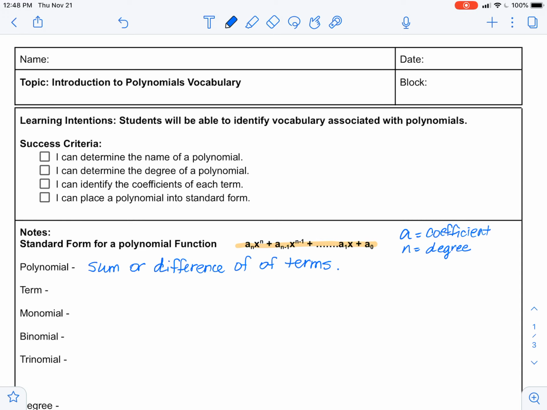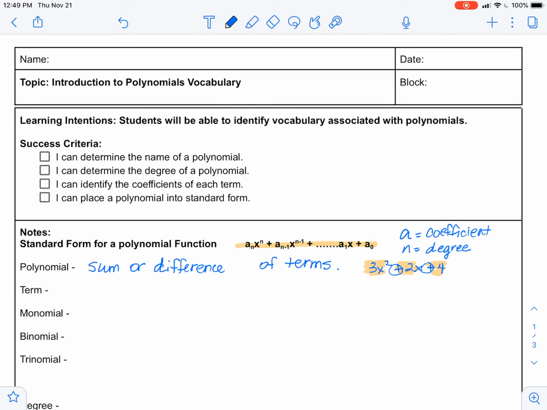If I have a polynomial in standard form, it might look something like this. This, in fact, would be a quadratic. We'll talk about that in a minute. When I talk about terms, this has three terms. This would be a term, another term, and another term. And as you see, they are put together by, in this case, addition. And so that's what we mean by a polynomial. It is the sum or difference of terms. I like to put that word "of" there twice.